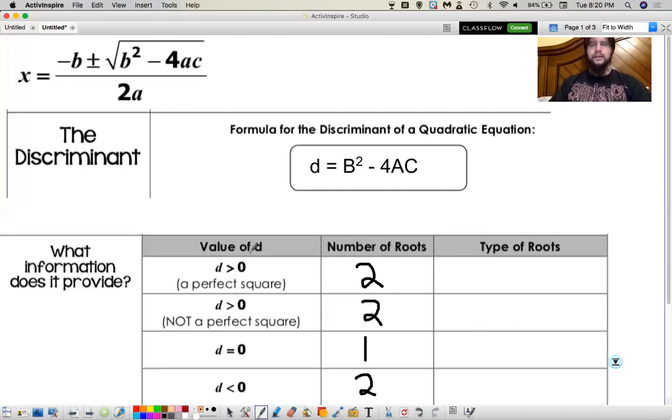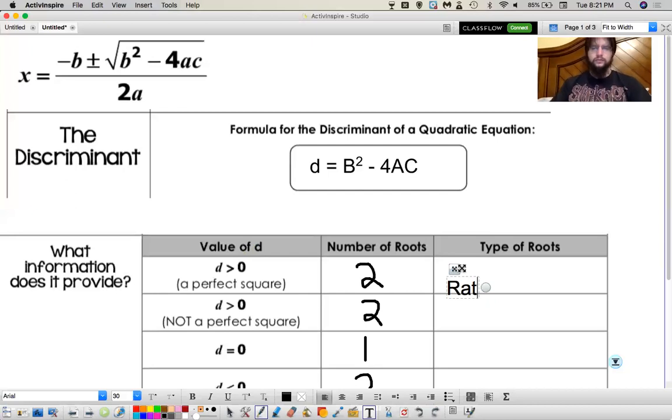Okay, now what type? Let's think for a second. What if b squared minus 4ac were a perfect square? Let's say 16. You'd have some number plus or minus the square root of 16. Well, the square root of 16 is 4. It's an integer. So you can have an integer plus or minus an integer divided by an integer. You get rational answers. Now, of course, we're assuming it's positive and a perfect square.